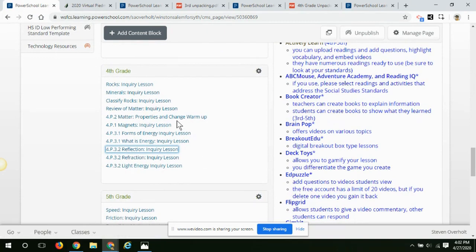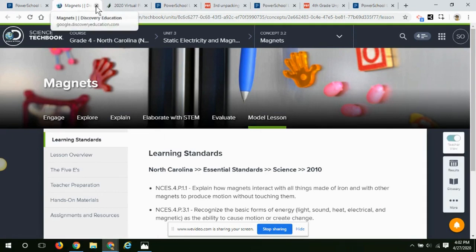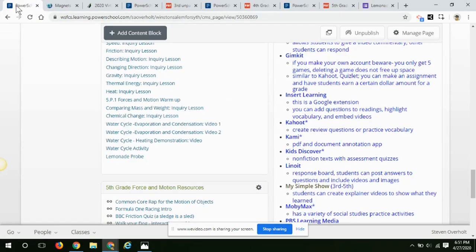Getting into some of these things that you've got. This inquiry lesson right here, let's click on it real quick. This is the Discovery Ed one. It's pretty solid. Utilize the resources that we have. You don't have to recreate everything that we have. Some of our standards are not aligned with some of the resources that are out there, so we have to make them.